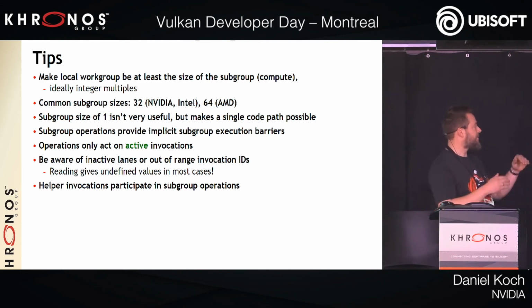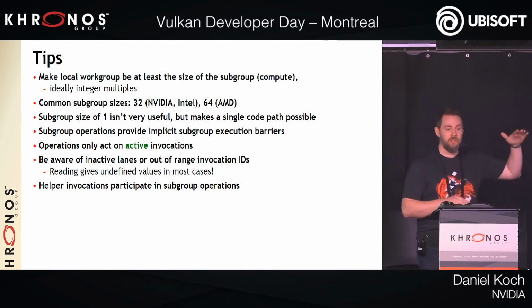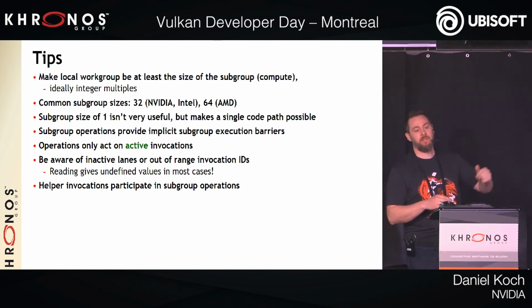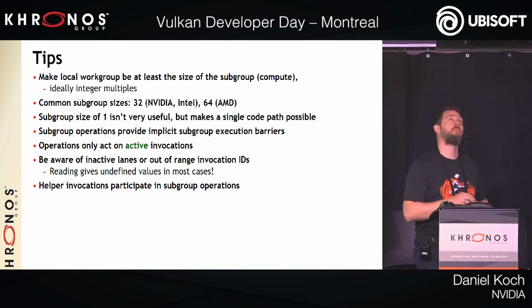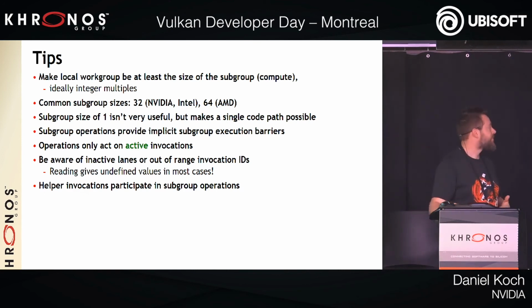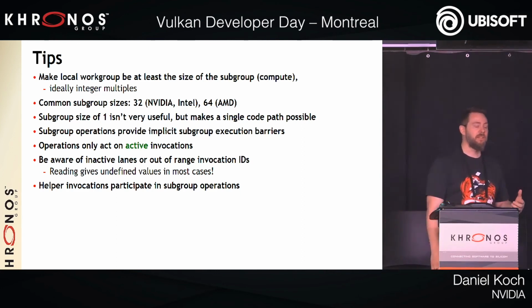If you use a subgroup operation, it's an implicit execution barrier. So basically, all the threads have to get to that point before any of them continue. For example, if you're doing an arithmetic operation, obviously all the values have to be available at the same time to do that. Operations only act on active invocations. So this is very important to keep in mind, and also being aware of your inactive lanes or out of range invocation IDs. If you read from those, you're going to get undefined values in most cases, and things are just going to be weird.